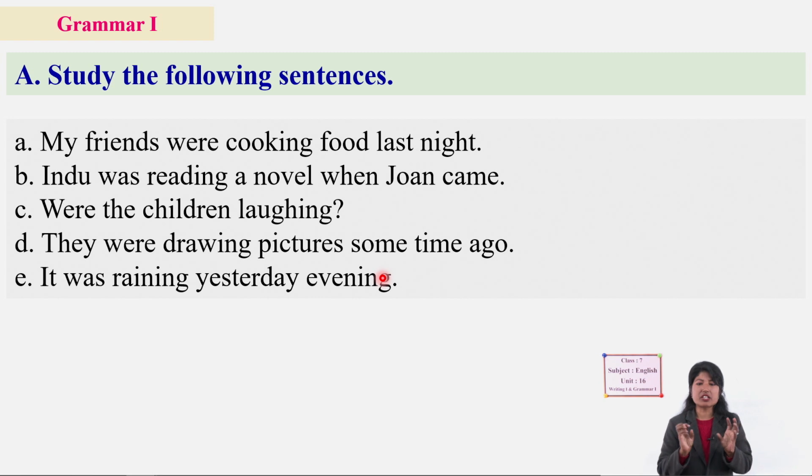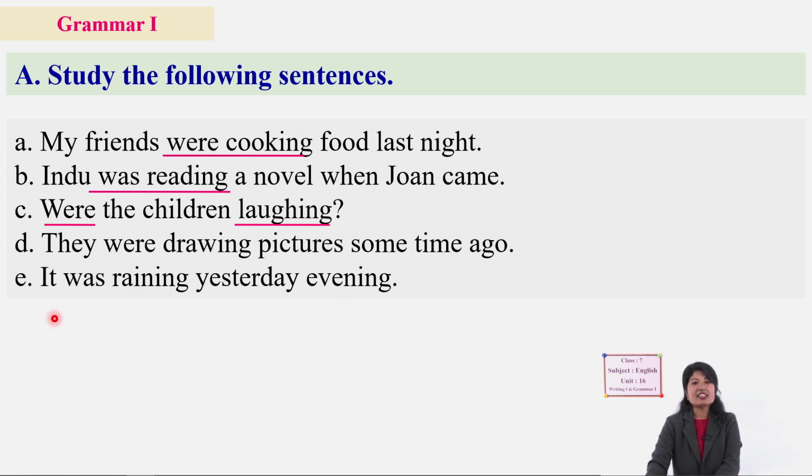What have you found after reading these sentences? What common things have you found? Yes, the use of verbs. Is it the same that you have guessed? Were cooking, was reading, were laughing, were drawing, and finally was raining. So you have found the same thing, right? Was, were, and ing, so we can call it past continuous.